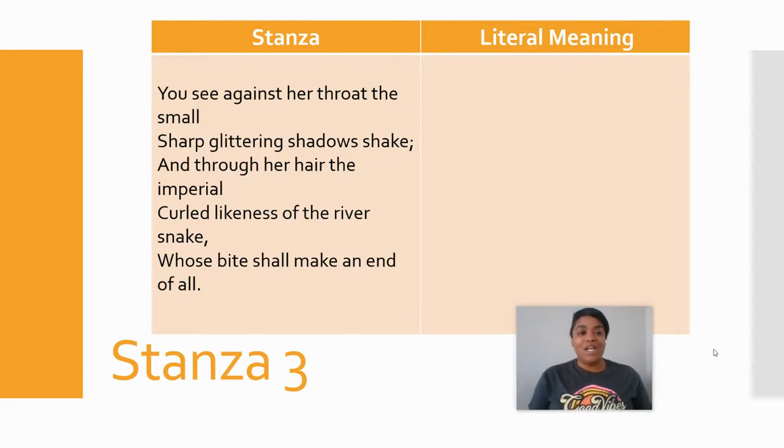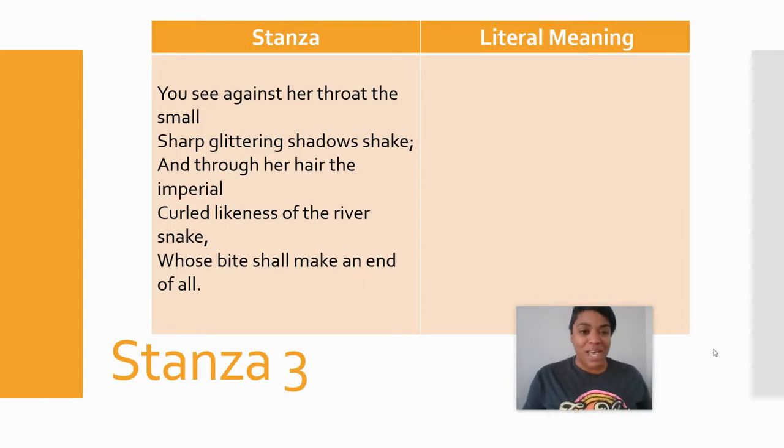Stanza 3. You see against her throat the small, sharp, glittering shadows shake, and through her hair the emerald curled likeness of the river snake, whose bite shall make an end of all. Kind of reminds you of what the Romans thought of her.